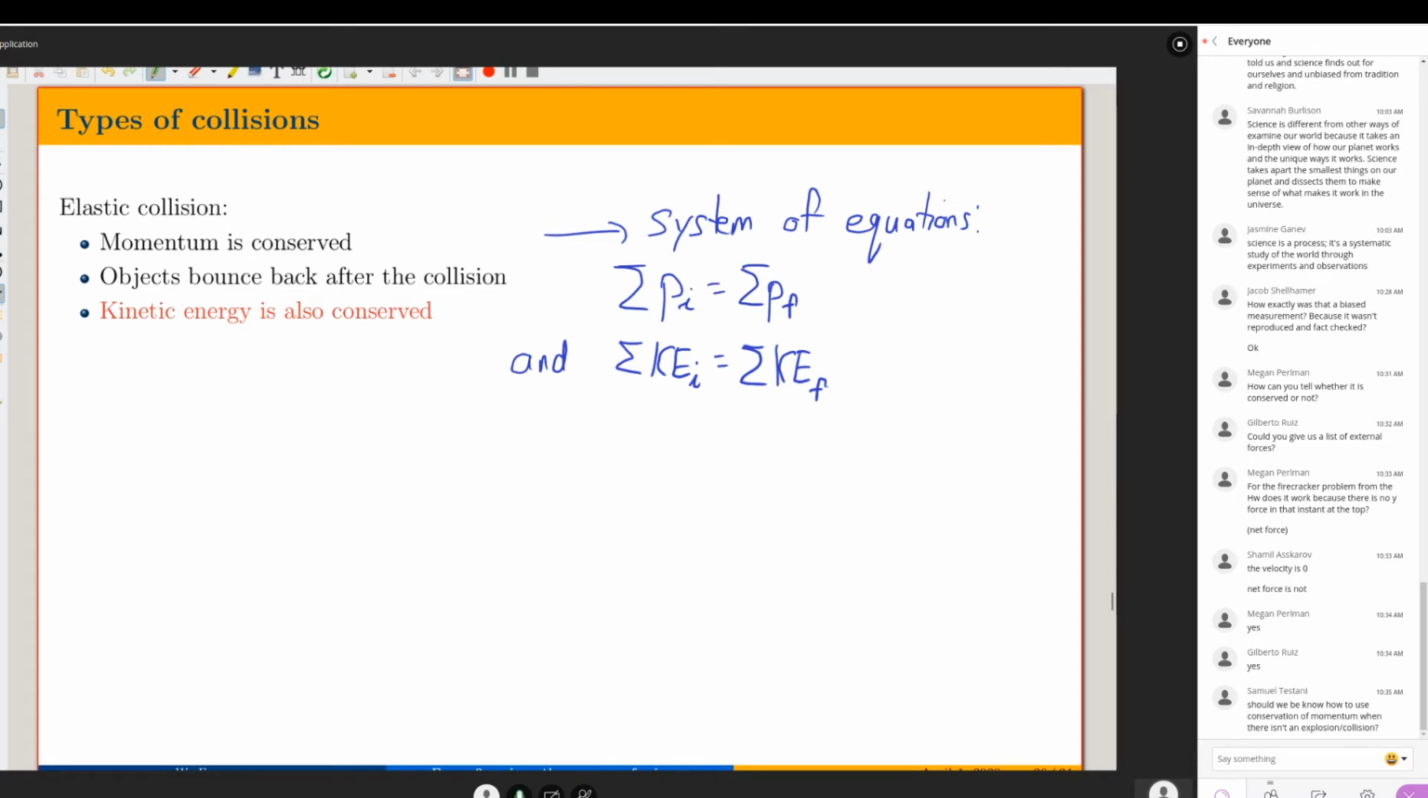Should we be known to use conservation of momentum when there isn't an explosion or collision? Occasionally that will happen, but that will only happen if you have objects with no external forces acting on them. So if you have something sliding without friction, there's an example on the practice exam, which is the example I gave you a moment ago, where you have a solar system with exactly one planet in it. And there are no external forces acting on either the star or the planet because all that matters is the gravity between them. But those sorts of situations will be quite rare.